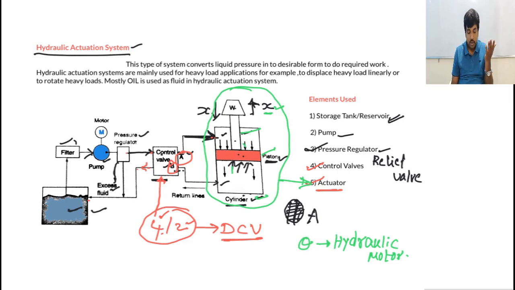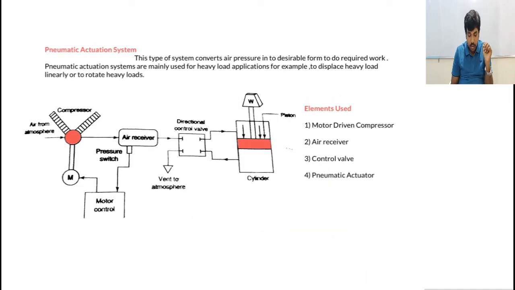Now let me go to the second kind of actuation system, that is the pneumatic actuation system. Let me show what components we have here, but before that you need to understand what a pneumatic actuation system is. It is very simple because you already know the previous two cases: the human body and the hydraulic actuation system. A pneumatic actuation system is altogether a system which converts air pressure into a more suitable form which can be used to do the desired work. It is simple, right?